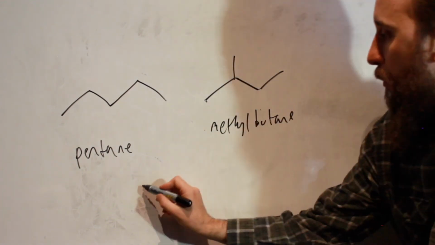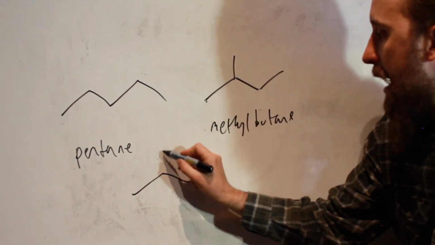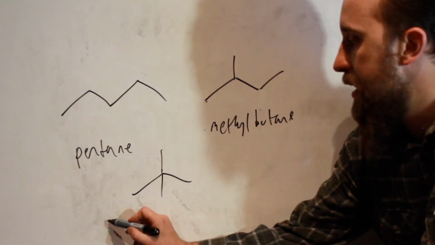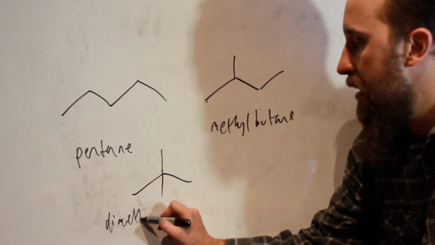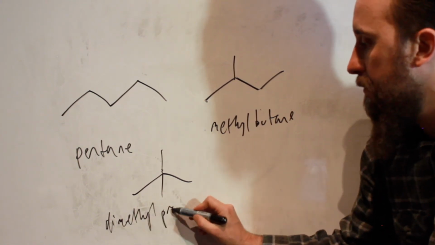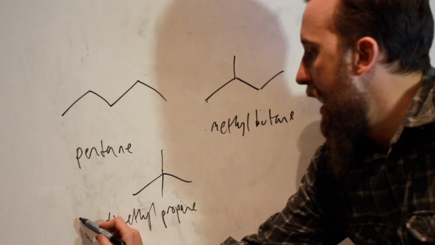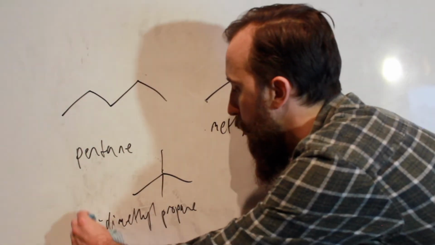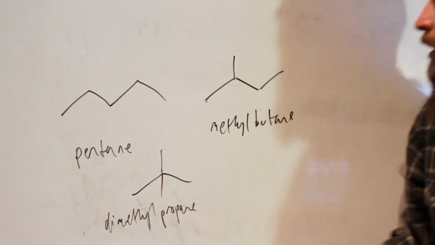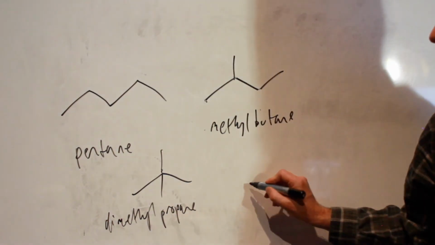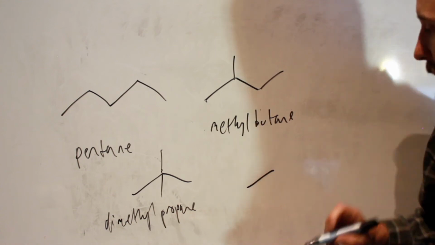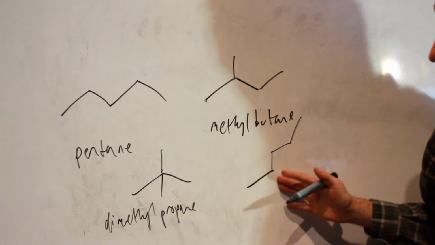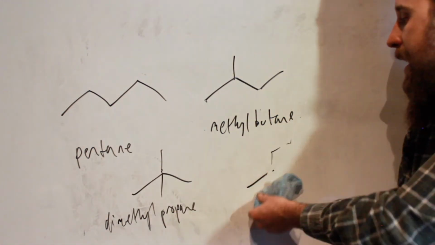Then finally we could have a propane chain, and then we could have a dimethyl, something like that. So this would be a dimethyl propane. Now you could say 2,2-dimethyl propane, but you don't have to because there's only one possible way to have that arrangement. What about if you had an ethane and then you had a propyl group coming off it? 1, 2, 3. Well, that's just pentane. Yeah, it's just the same thing.